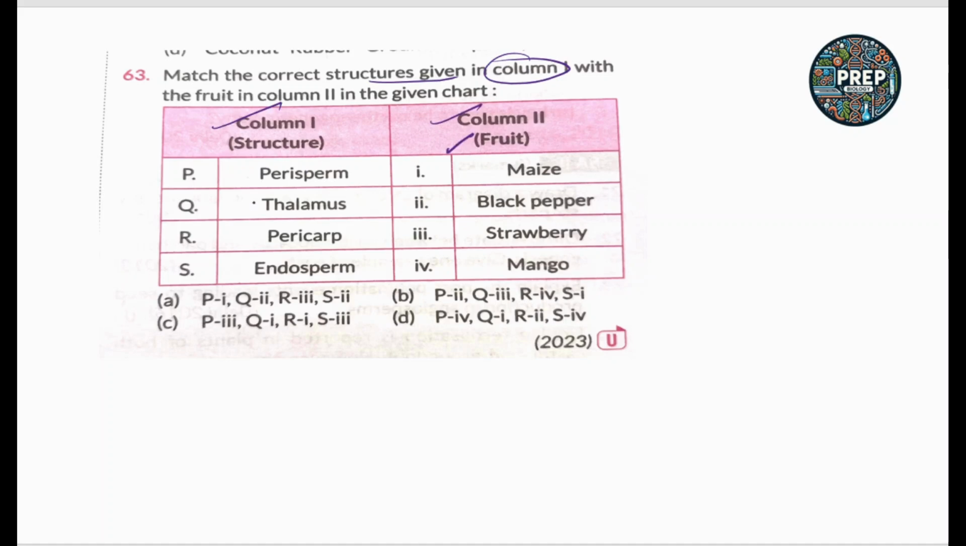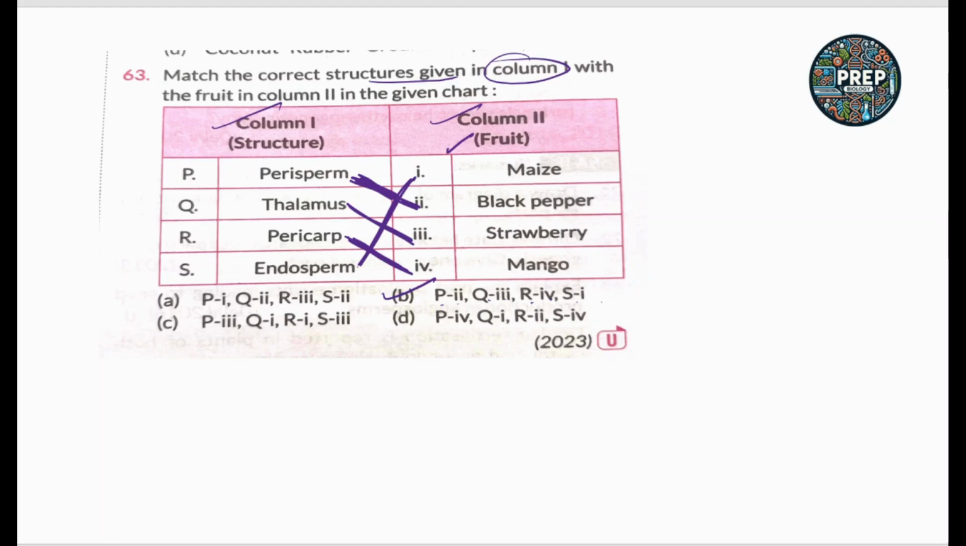Okay, so the perisperm goes with the black pepper. Thalamus goes with the strawberry, which is the false fruit. Pericarp is with the fruit, the mango. Endosperm is present in the maize. So the answer of this question is option B. P with second, Q with third, R is fourth, and S with first.